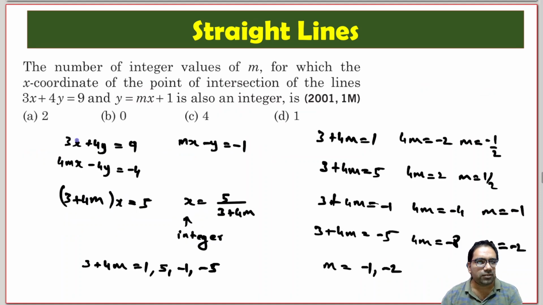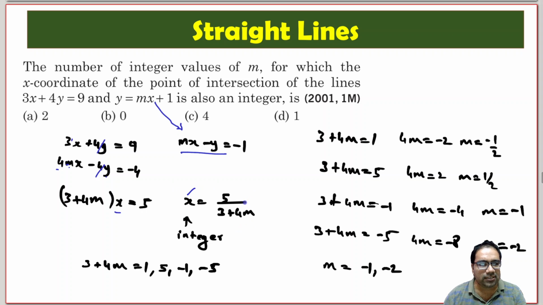Okay, so we have these two equations, 3x plus 4y equals 9 and y equals mx plus 1, which also means mx minus y equals minus 1. Just rearranging this. Let us multiply this by 4: 4mx minus 4y is equal to minus 4. And add these two. This becomes 3 plus 4m, and the y terms cancel, equals 9 minus 4, which is 5. So x equals 5 by (3 plus 4m).